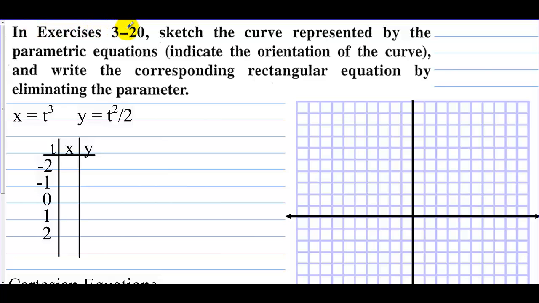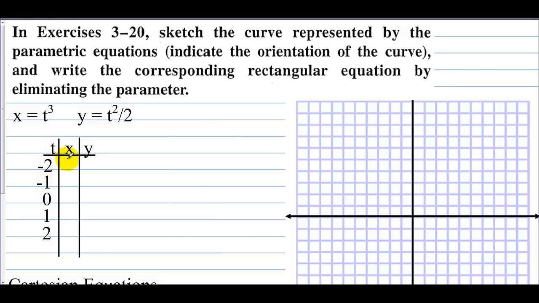In exercises 3 through 20, sketch the curve represented by the parametric equations, indicate the orientation of the curve, and write the corresponding rectangular equation by eliminating the parameter. We have x equals t to the third, y equals t squared over 2. We've chosen negative 2 to 2 for the t values.